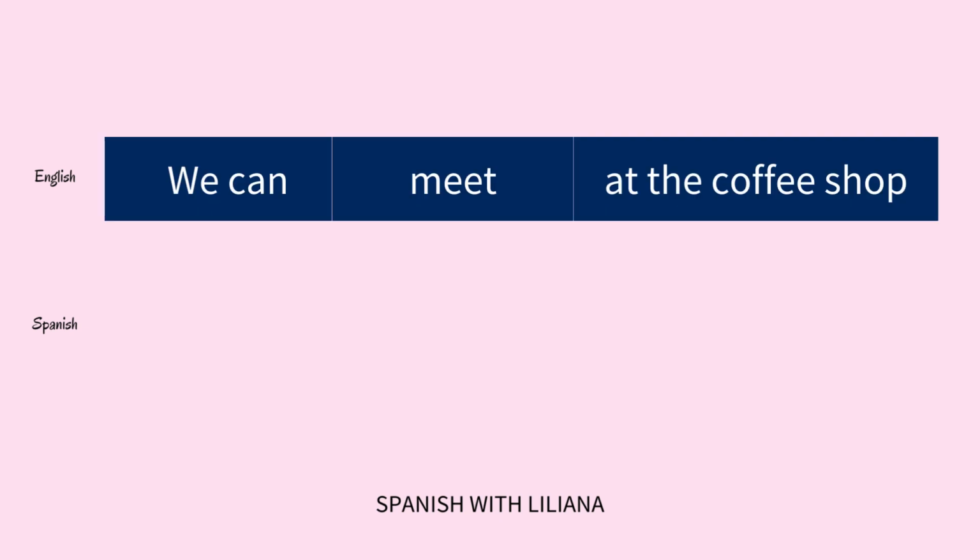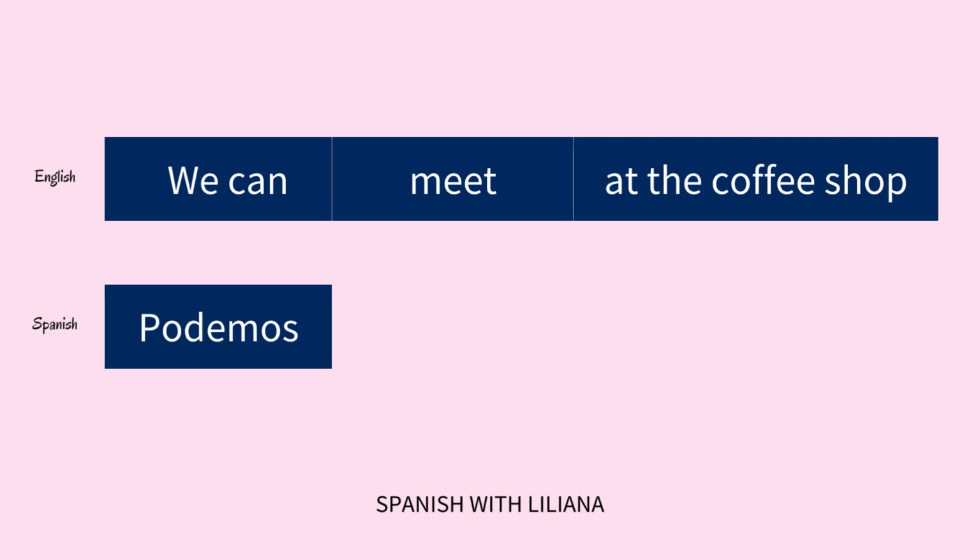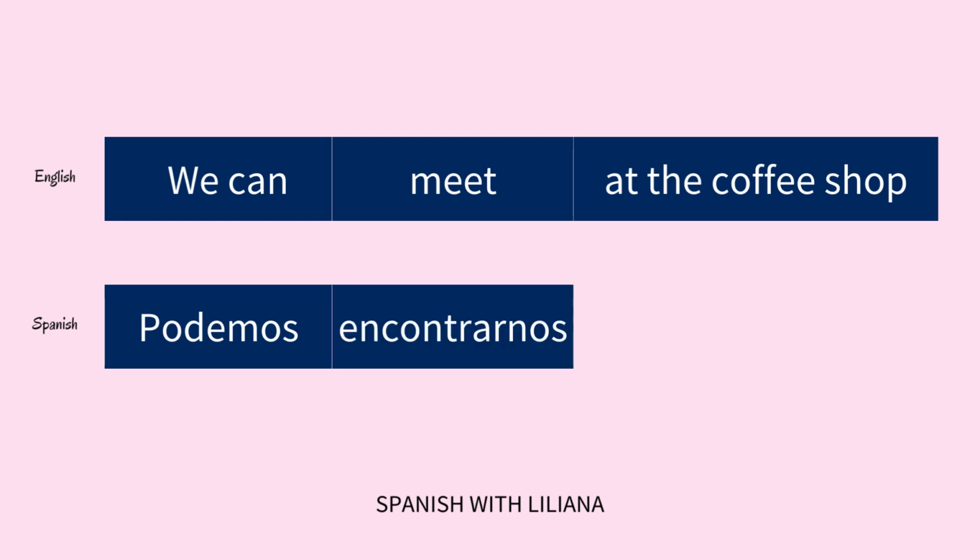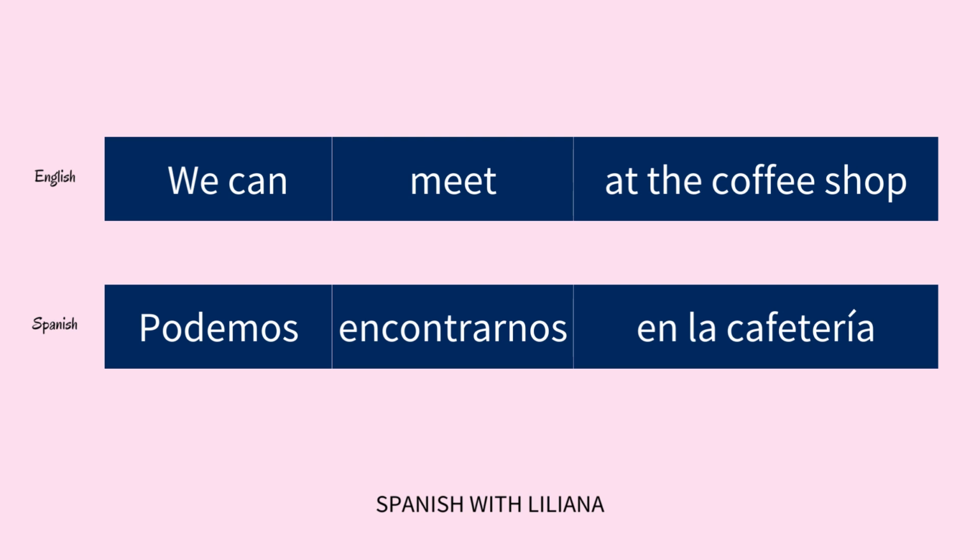Muy bien. The next sentence is, we can meet at the coffee shop. We can is podemos. Or if you're going to use the pronoun, nosotros or nosotras, podemos. Meet is encontrarnos. At the coffee shop, en la cafetería. Podemos encontrarnos en la cafetería.